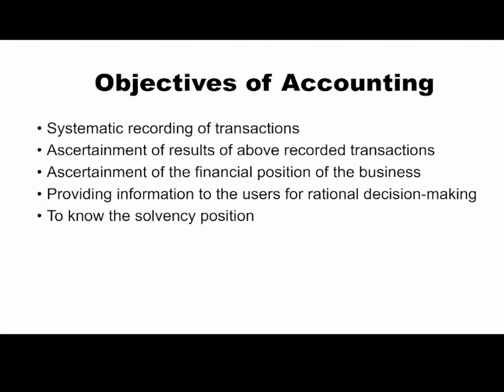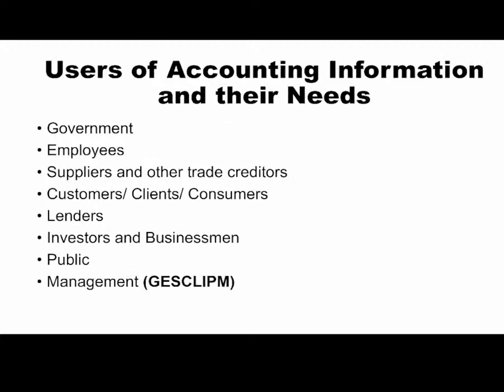Then the second one is ascertainment of results of the above recorded transactions. It has to ascertain the results. Then the third is the ascertainment of the financial position of the business. So that is also another objective. The fourth is providing information to the users for rational decision making. And finally, to know the solvent position of the business. So those are the five objectives of learning accounting.